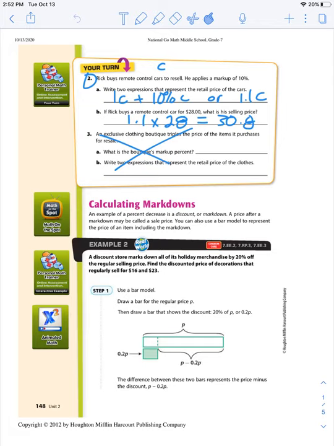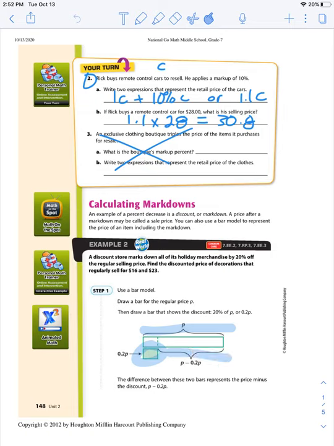All right, next section is on calculating markdown. So that was markup, which is like a percent increase. A markdown is going to be like a percent decrease. So now we know what it started at. We know the percent change. We want to find the new price. So when we use our bar model to represent it this time, we have what it's starting at and the percent change, and then what it ends at.